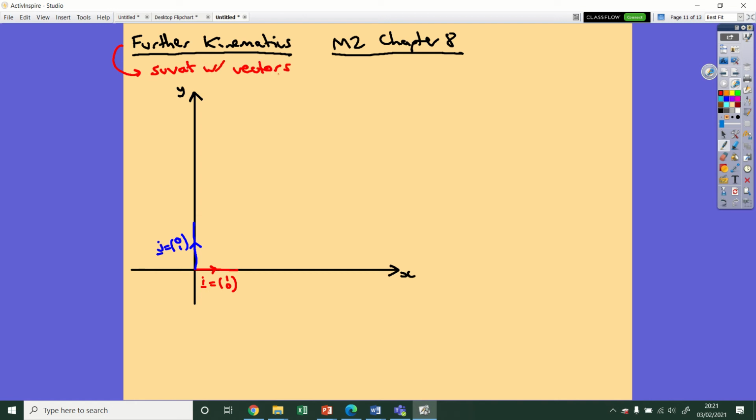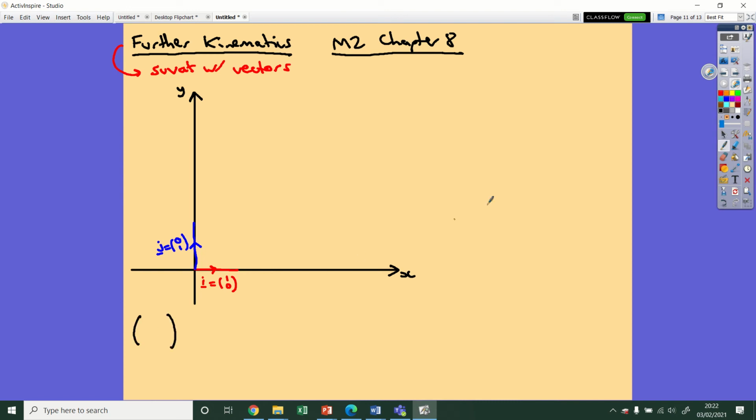So I'm going to start by recapping some of your prior vector knowledge, and then we're going to start to apply it to things that we're doing in mechanics. So we're thinking about things moving across the 2D plane, so we're going to be using 2D column vectors most of the time.